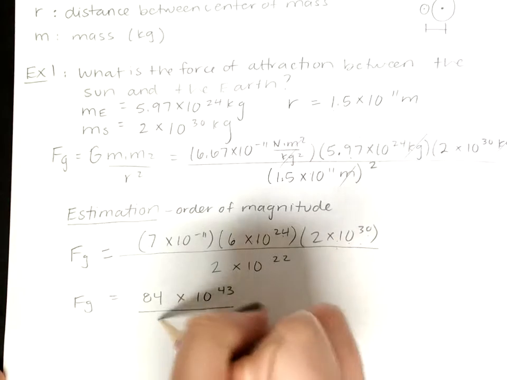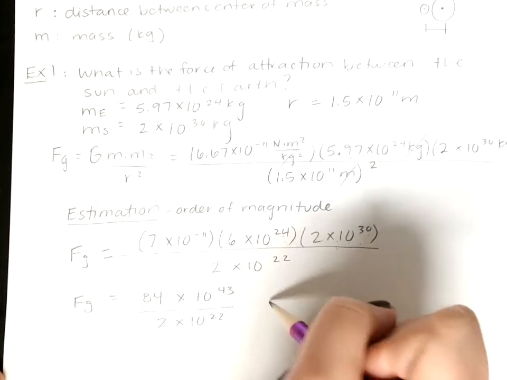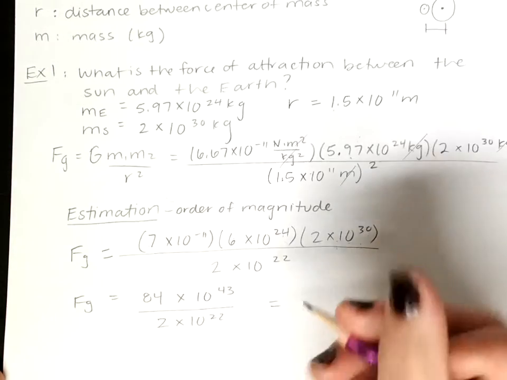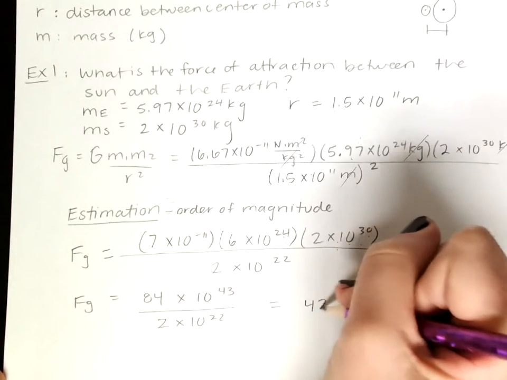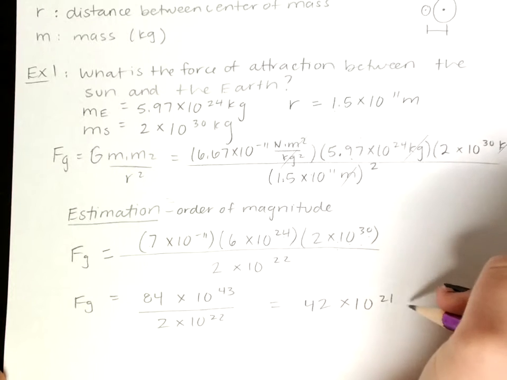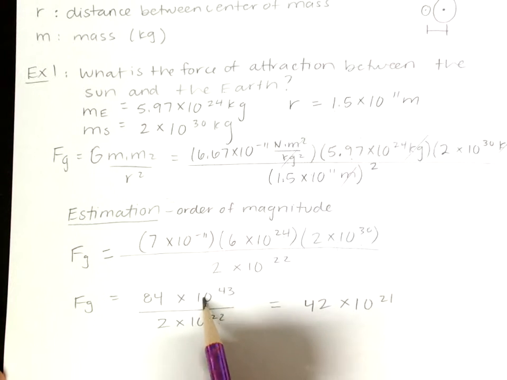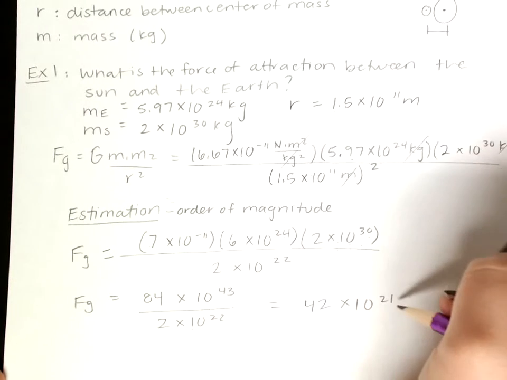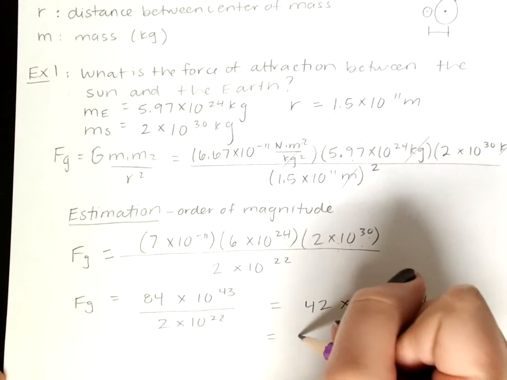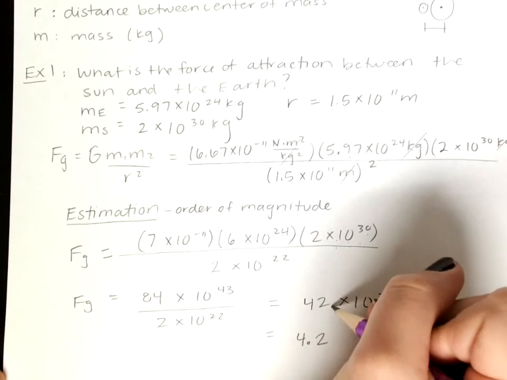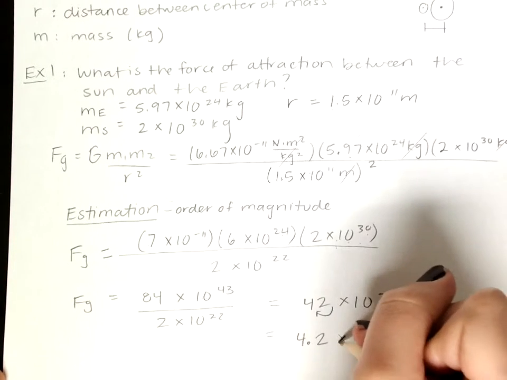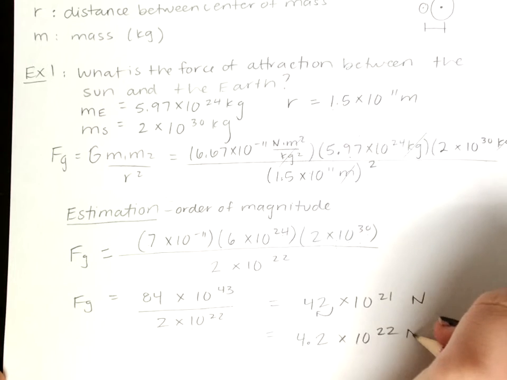Divided by 2 times 10 to the 22nd. Well, now we're working with really simple numbers. So we're left with 42 times 10 to the 21st. When we divide our base numbers that have exponents, we're going to subtract them. Newtons, and we want to make sure it's in scientific notation, so 4.2, move our decimal one place to the left, times 10 to the 22 newtons.